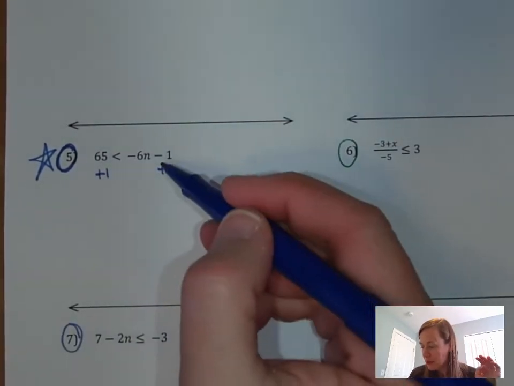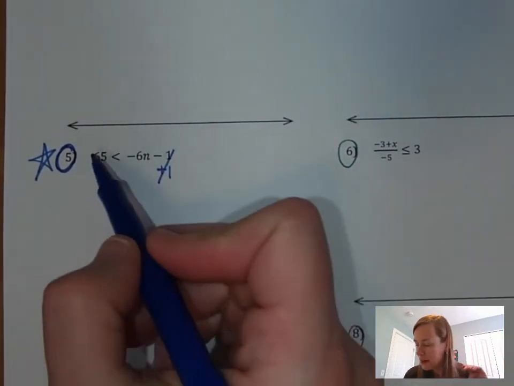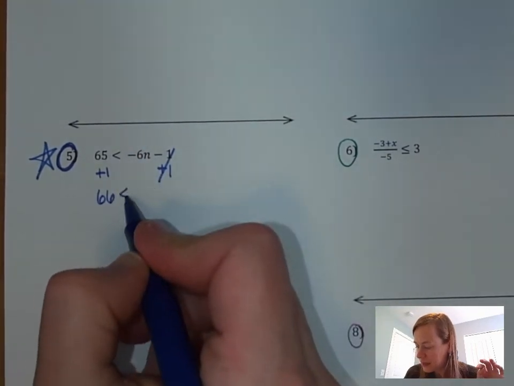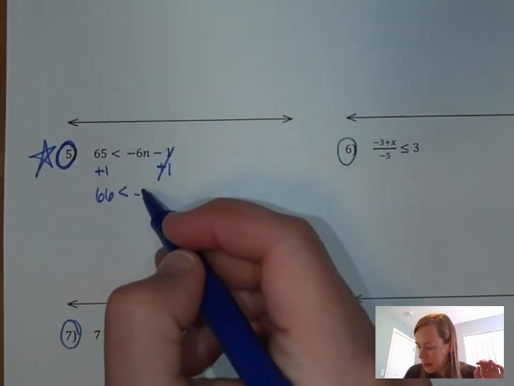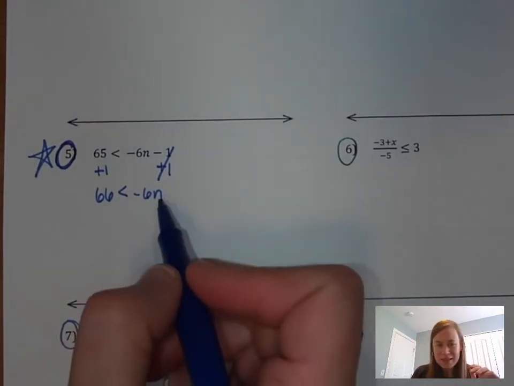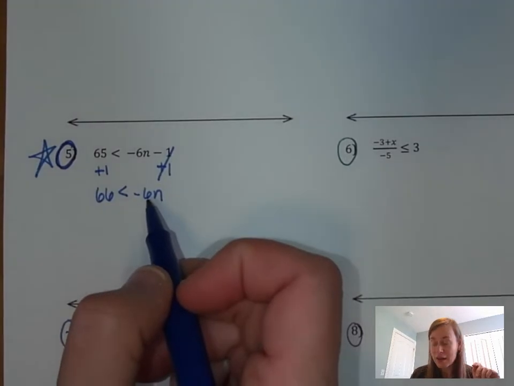Okie dokie. So minus 1 plus 1 is going to equal 0, so I'm just going to make that go away. Now 65 plus 1 is going to be 66. It's still less than negative 6n. Alrighty. So now the n isn't by itself yet, but we're getting closer. We still need to get rid of this negative 6 right here.